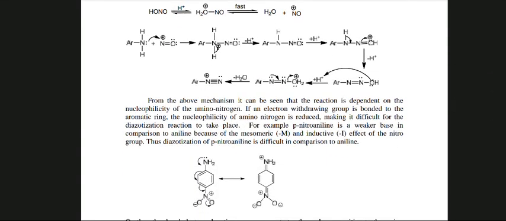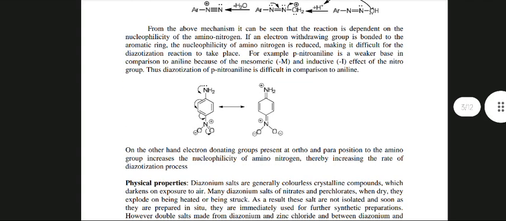From the above mechanism, it can be seen that the reaction is dependent on the nucleophilicity of amino nitrogen. If an electron withdrawing group is bonded to the aromatic ring, the nucleophilicity of amino nitrogen is reduced, making it difficult for the diazotization reaction to take place. For example, p-nitroaniline is a weaker base in comparison to aniline because of mesomeric and inductive effect of the nitro group. The diazotization of p-nitroaniline is difficult in comparison to aniline.